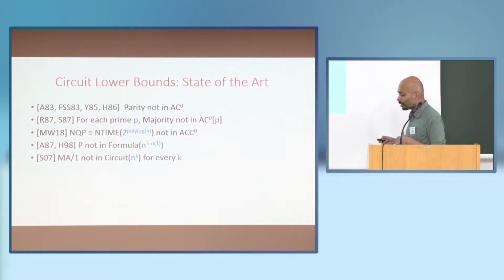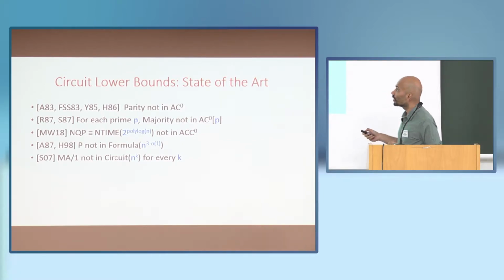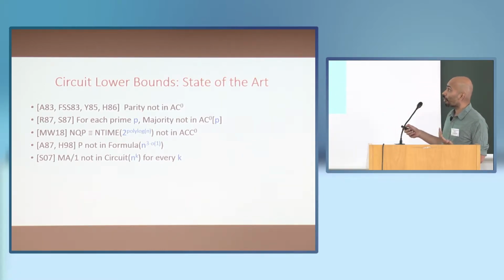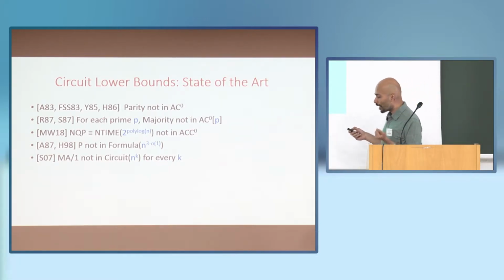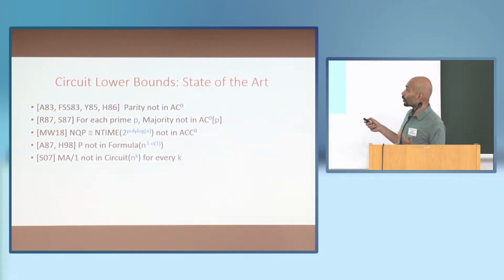And now we understand the constant depth circuit complexity of parity very, very well. What they showed is that the parity function is not in AC0. So if you want to compute the parity of n input bits, that's not in AC0. And quite shortly afterward, Razborov and Smolensky extended this to circuits which have mod P gates, and they showed for each prime P that the majority function is not in AC0 mod P.